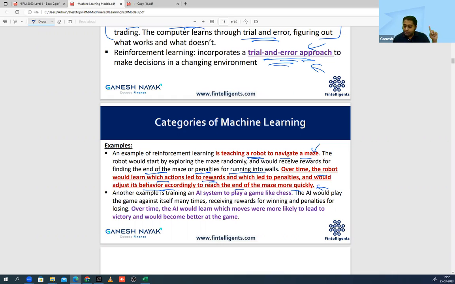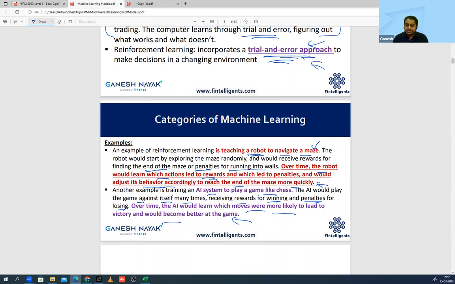Okay. One more example. Suppose you want an AI system to learn chess. Obviously, he will play against a lot of people simultaneously. When he's winning, he's getting a reward. When he's losing, it's a penalty. So over time, it will learn how to become better at the game. The way we learn. But obviously, their process is fast. Okay. This is an example of reinforcement.